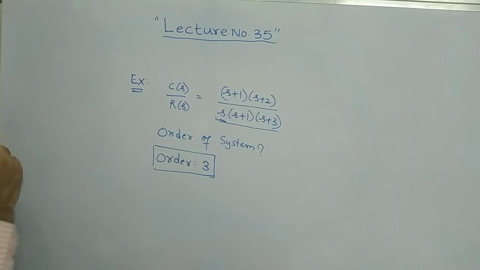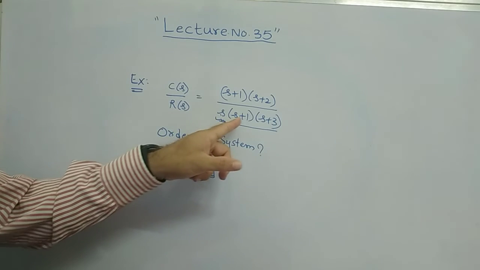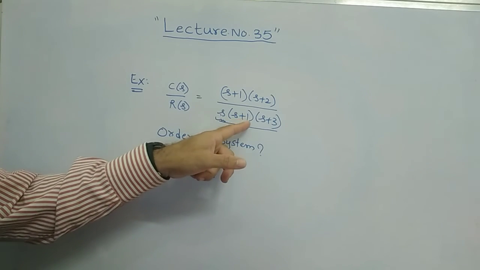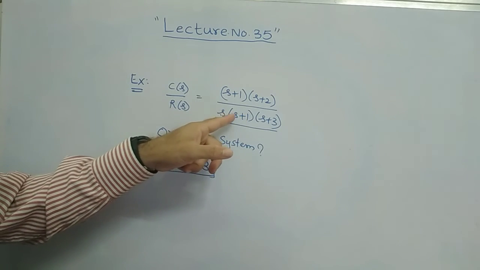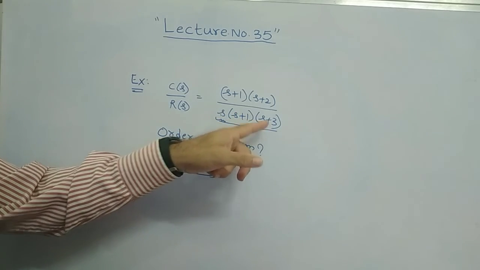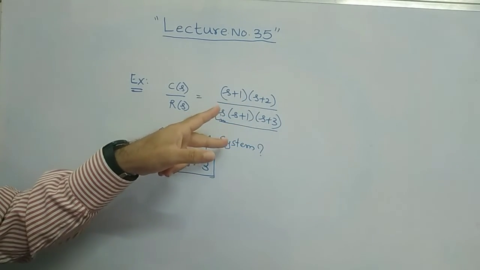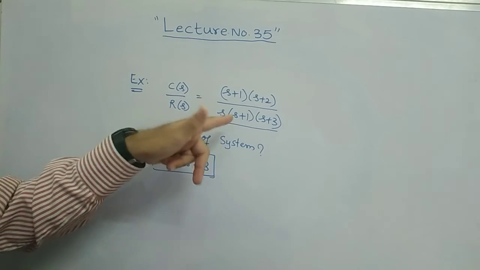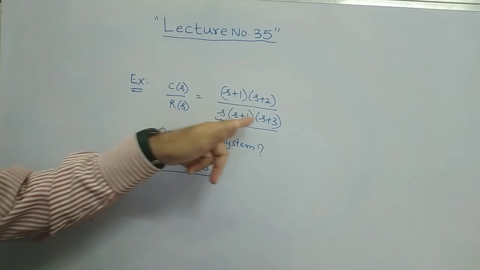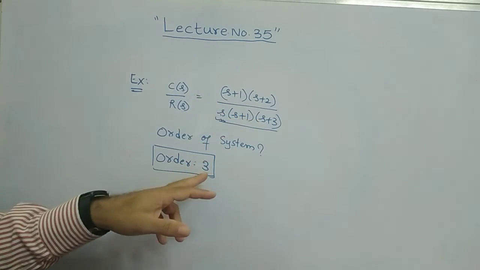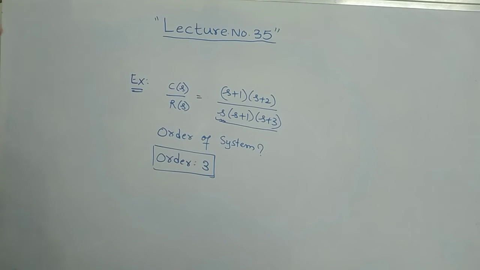That is what the order means. s multiplied with s plus 1 will definitely give s square plus s. And again s square plus s multiplied by s plus 3. What is the highest power of s you will get in this? Cube only, since 3 s's are there. The highest order is 3. That is why it is called the order of the system.